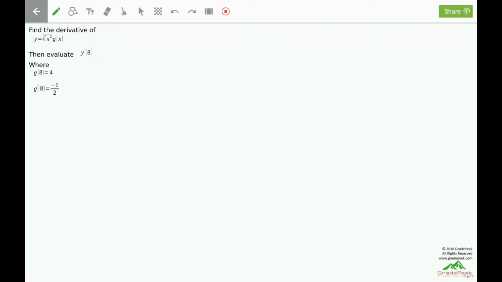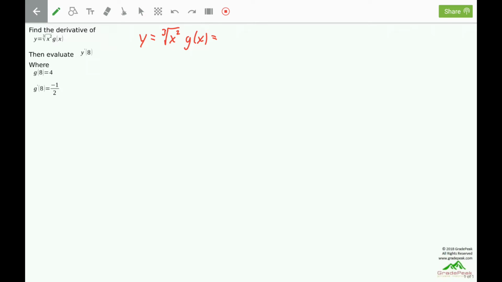Find the derivative of y equals the cubed root of x squared times g of x. Then evaluate y prime of 8, where g of 8 is 4 and g prime of 8 is negative 1/2. Y here is the product of two functions, one which is known, the cubed root of x squared, one which is unknown, g of x.